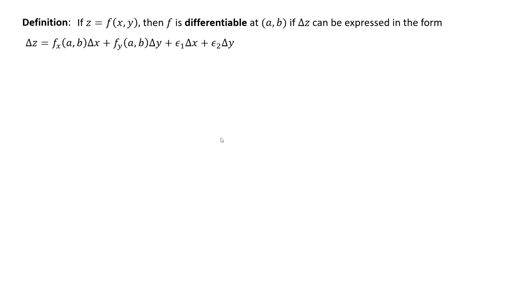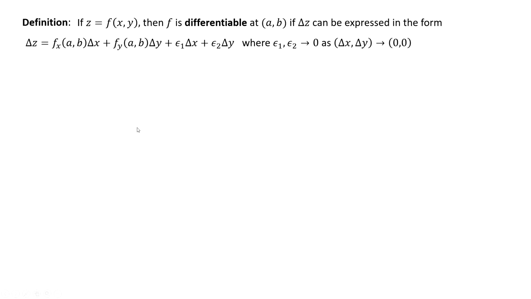Okay, now the crucial thing here is, as delta x and delta y approach 0, that means they get very, very small. The change in x and change in y is very, very small. Then these multiplying factors, epsilon 1 and epsilon 2, they also get very close to 0. That's the point that this is making.